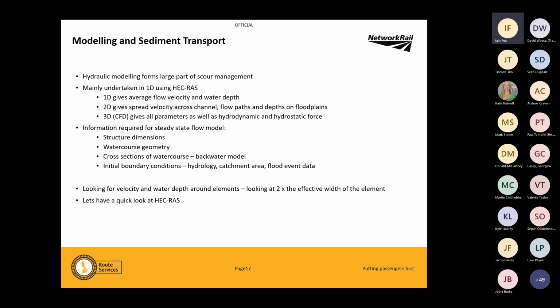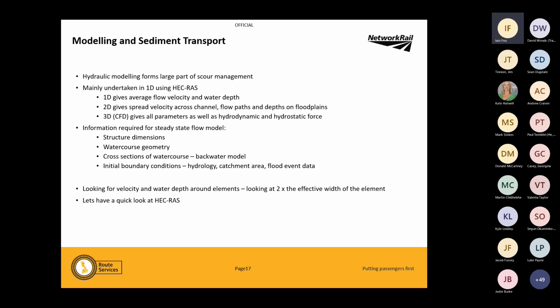So we use something called HEC-RAS. It's a free piece of software. You can download it if you wish. There's lots of YouTube videos that show you how to use it as well. It's an American military developed piece of software, and the American government have basically said it has to be free for life. So we use that, and it's industry standard, to be fair.